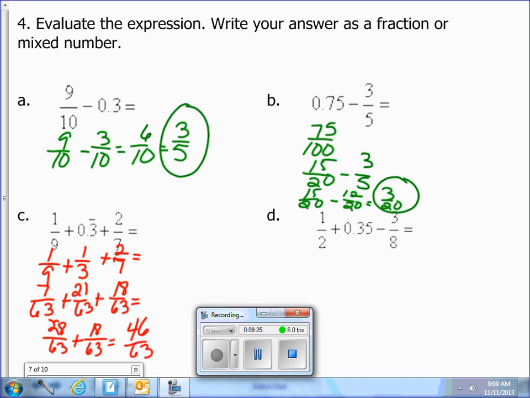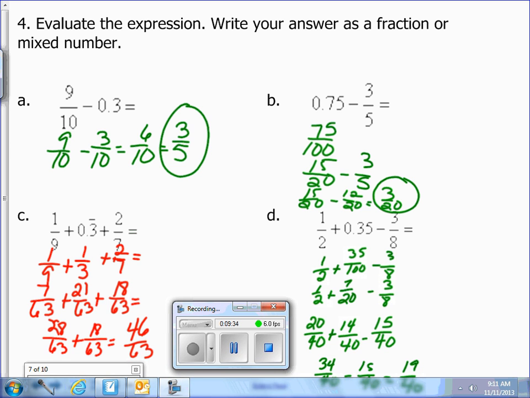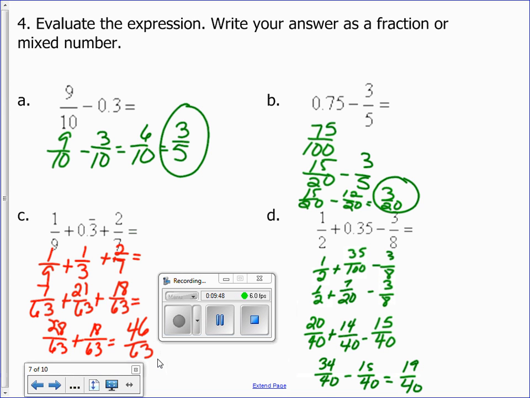We're going to do D. Change them all to make sure they're all in fractions. Simplify. Come back and check your answer. Okay, so notice that we changed 35 hundredths to a fraction from a decimal. Then we found an LCD, which is going to be 40. If you can see this or not, there we go. Now we ended up with 34 40ths minus 15 40ths equal to 19 40ths is your final answer.